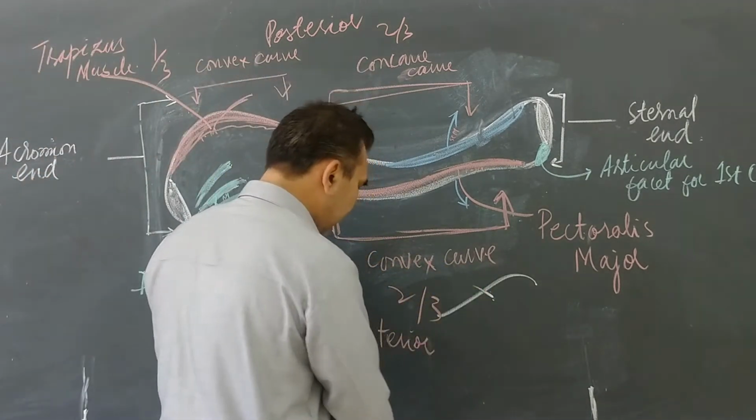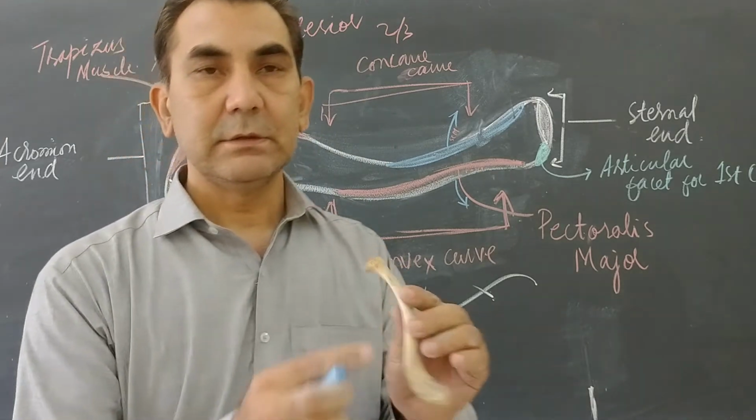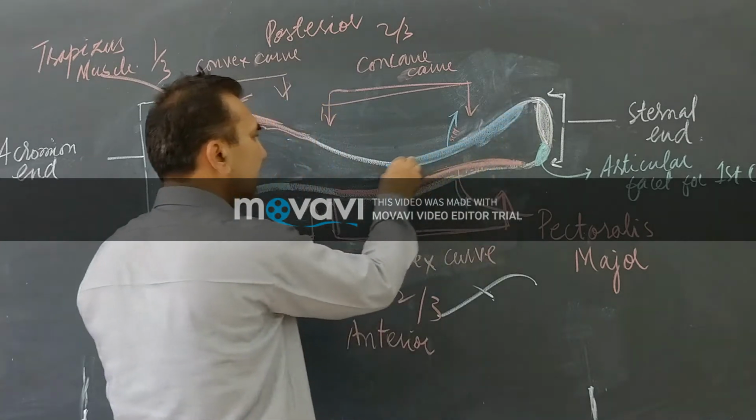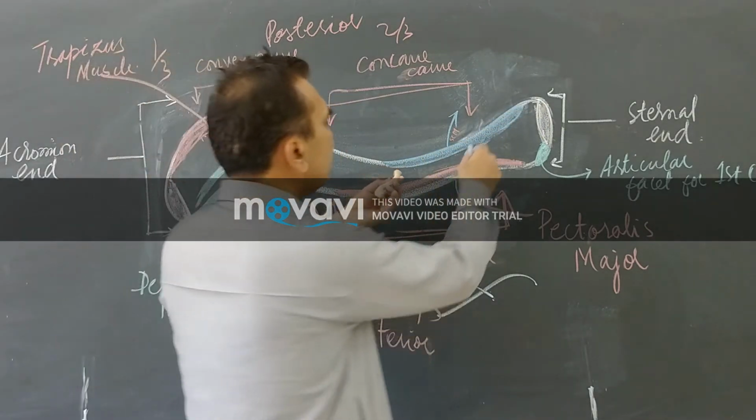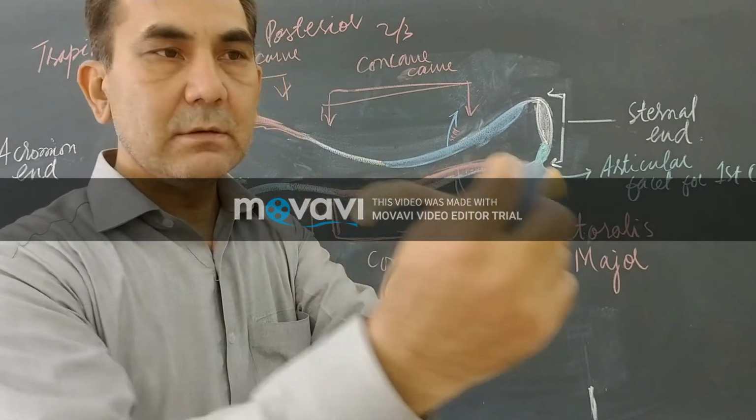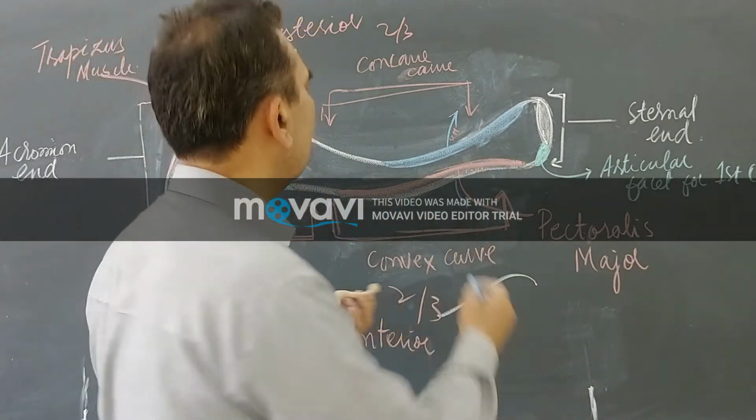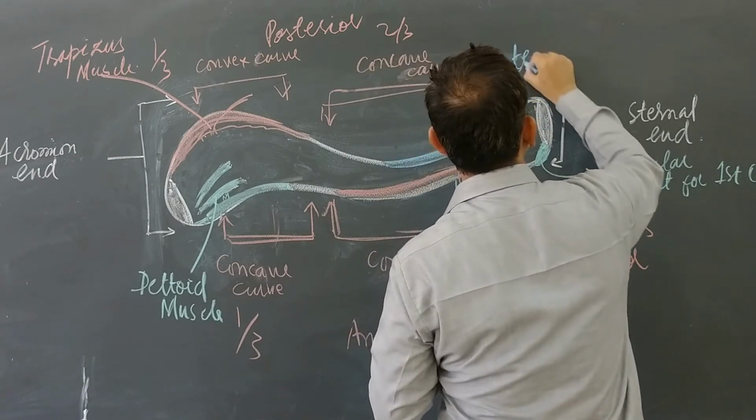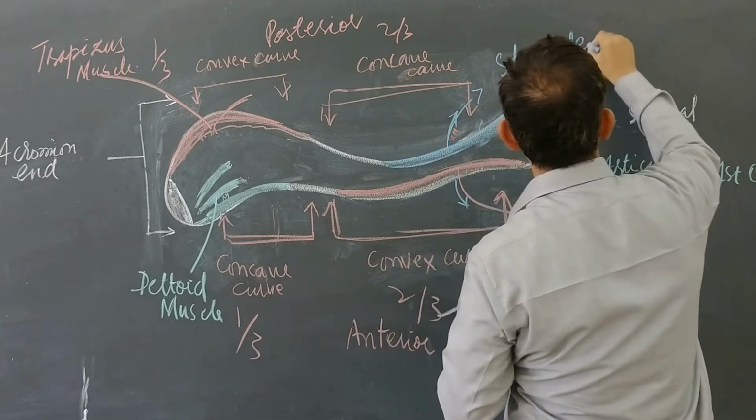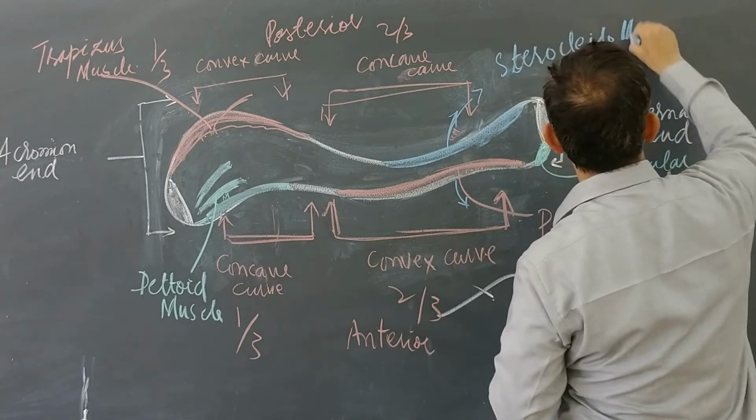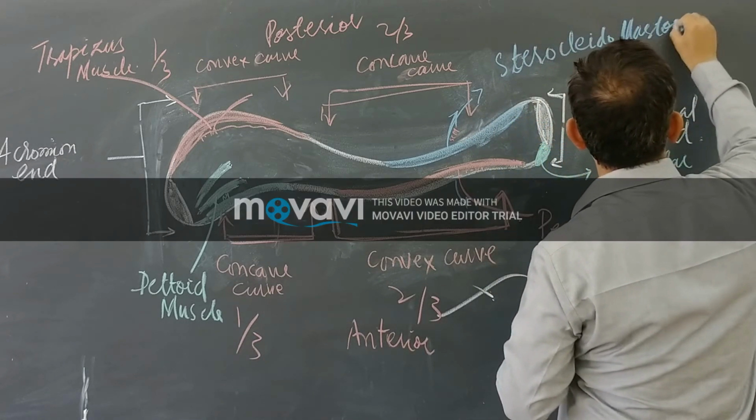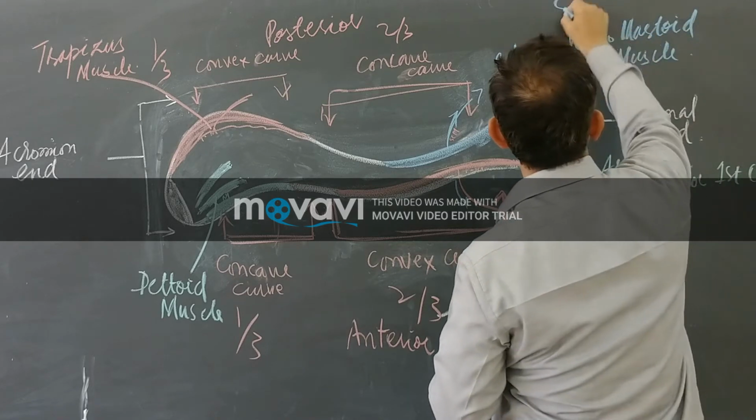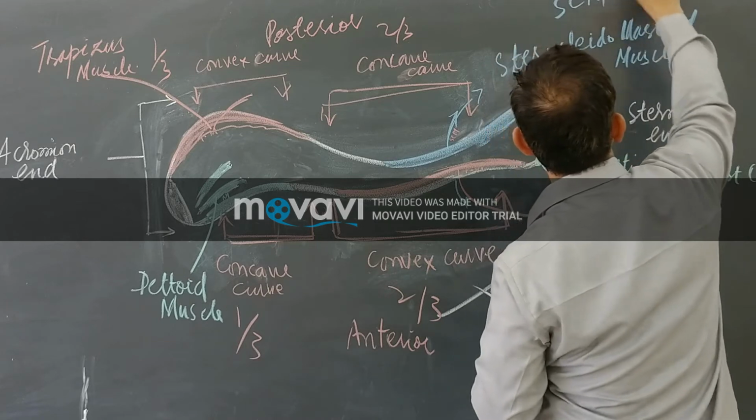And if we see at the posterior side, there is another border, the posterior border. The posterior border is for the attachment of the sternocleidomastoid muscle, the SCM muscle.